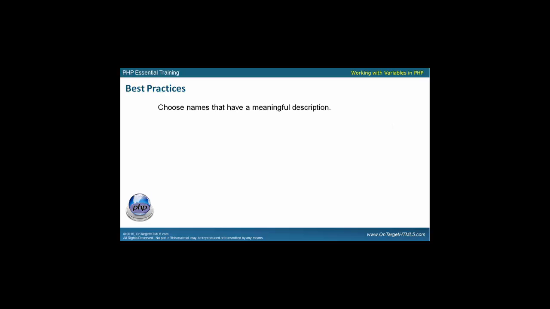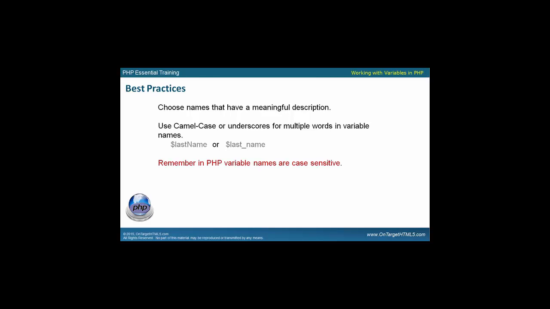Best practices: choose names that have a meaningful description. Use camel case or underscores for multiple words in variable names. And I'm giving you 2 examples on the screen. Remember, in PHP, variable names are case sensitive. That's extremely important because, like I said, if you use a variable name with a capital and refer to it as a variable name with lowercase, it's 2 completely different variables in PHP and it will not be recognized.